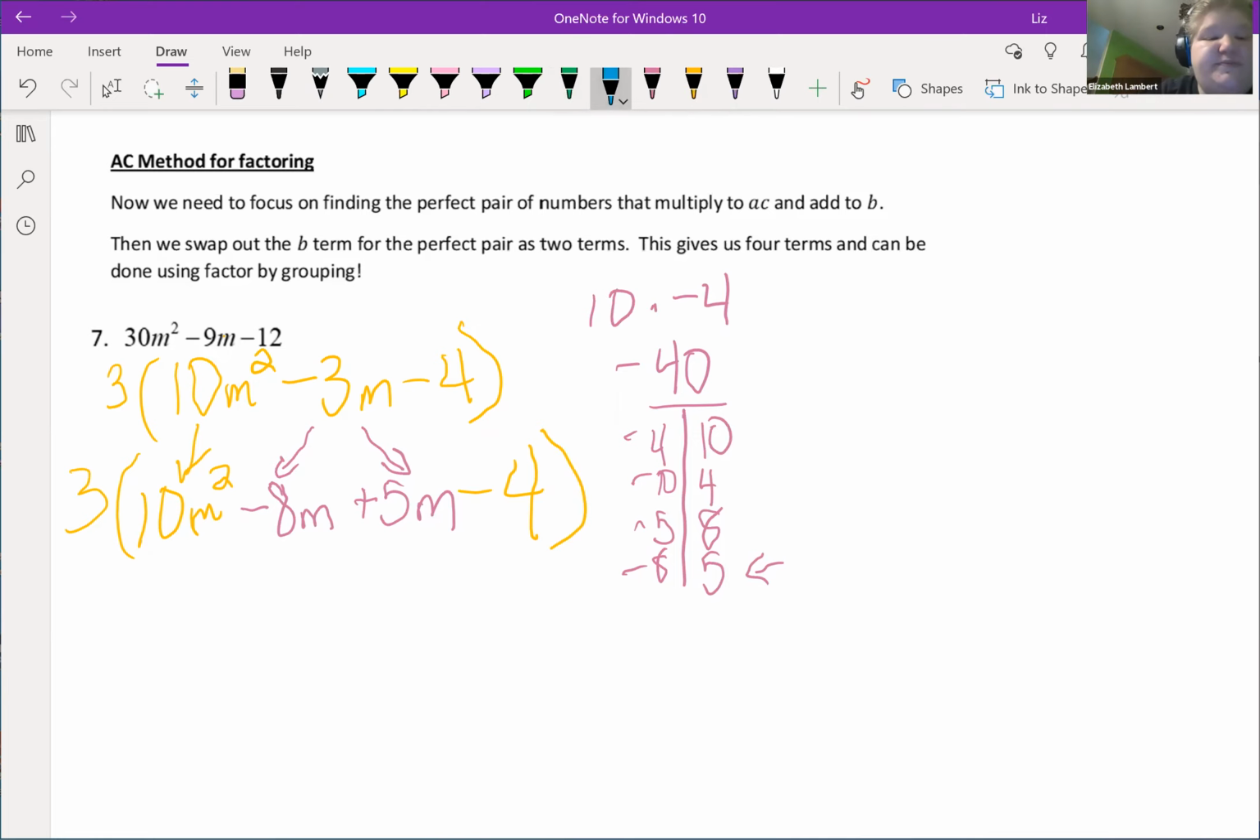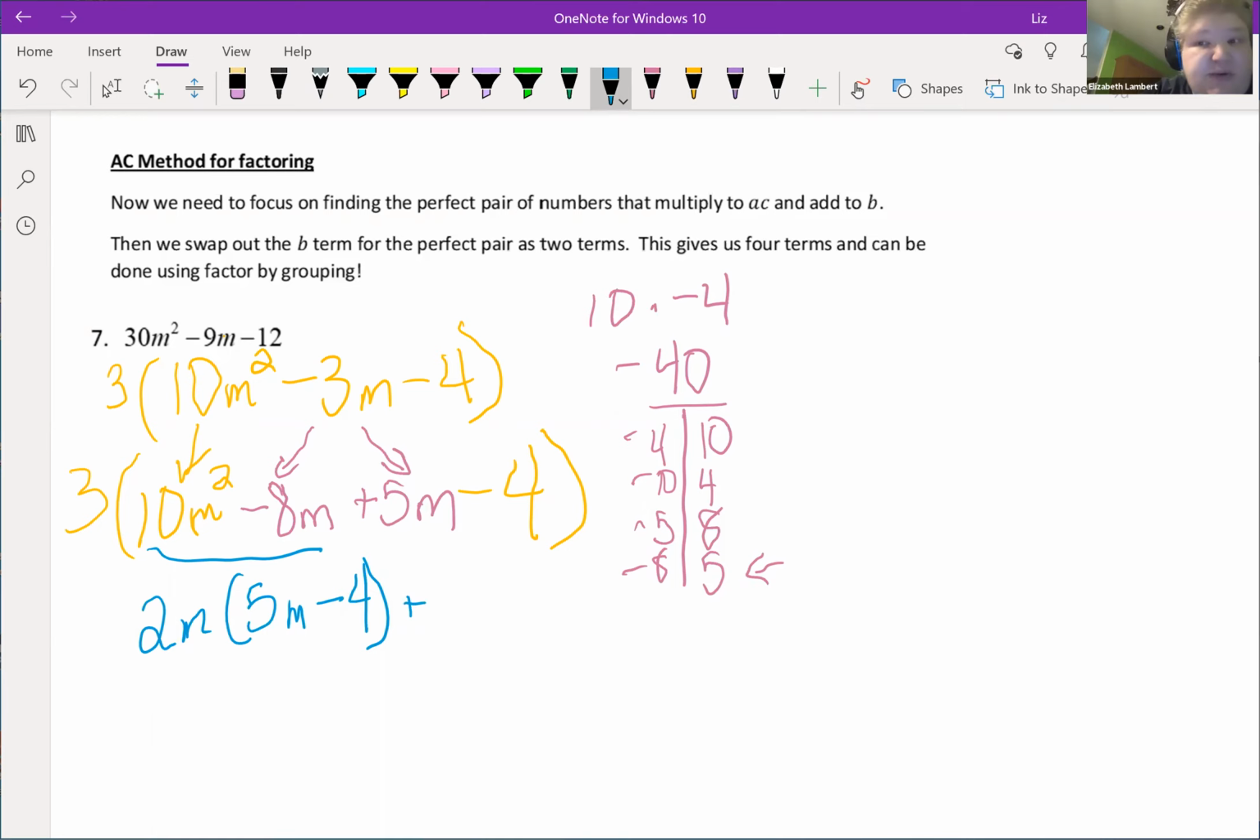All right. So we're going to focus on these front two, 10 and 8. I can only get a 2 out of those, but I can also get an m. So that is 2m, and then that'd be 5m minus 4. Oh, that sounds familiar. 5m minus 4 up there.